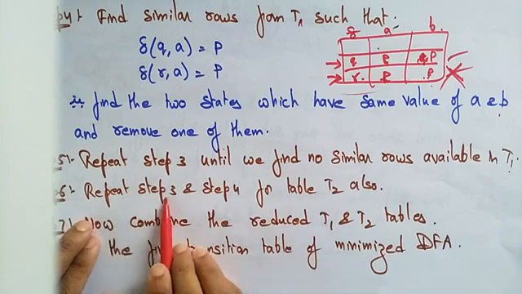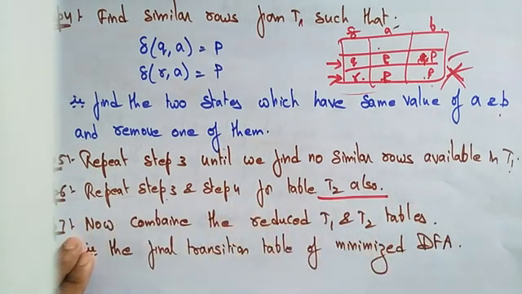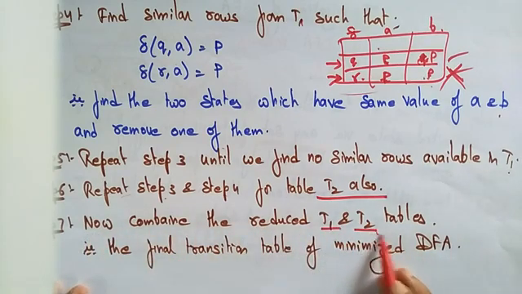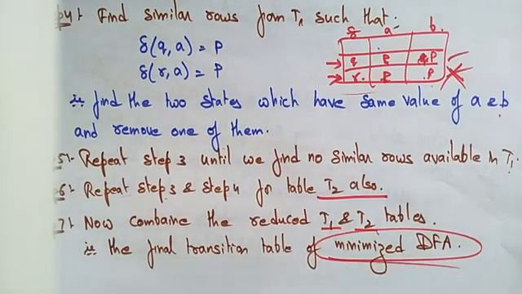In the same way, repeat steps 3 and 4 for table T2 also, because I divided the table into two tables, one containing the final states and another containing the non-final states. After removing the same rows, you will get new tables. Now combine the reduced T1 and T2 tables, and finally you will get the transition table of the minimized deterministic finite automata. So this is the algorithm for minimization. In the next video, I'll explain with an example by taking these steps. Okay, thank you.